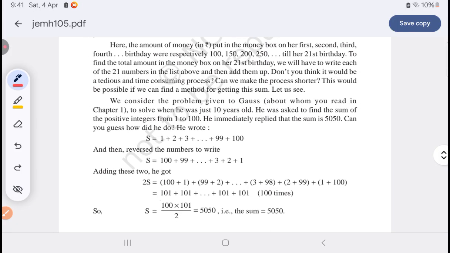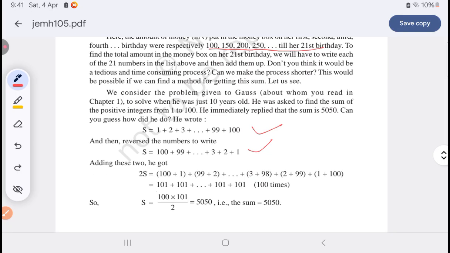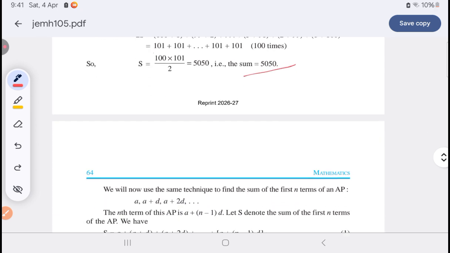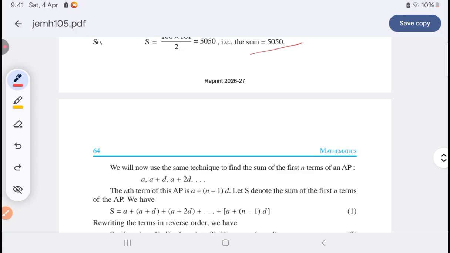Look at the example. The first is 100, then 150. Another example: 1 plus 2 plus up to 100. Adding the numbers 1 to 100, then reverse the numbers, and each pair gives 101. Then divide by 2, so you get 100 into 101 by 2, equal to 5050. That is the sum.